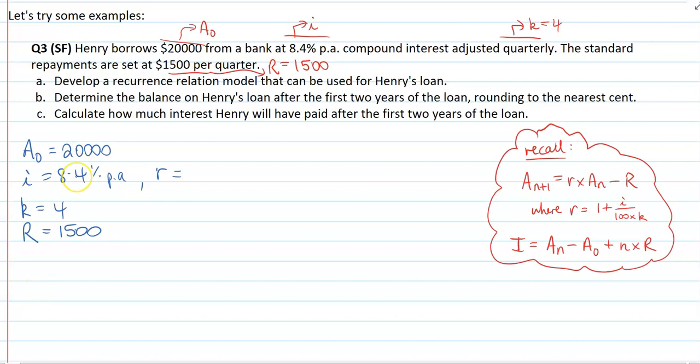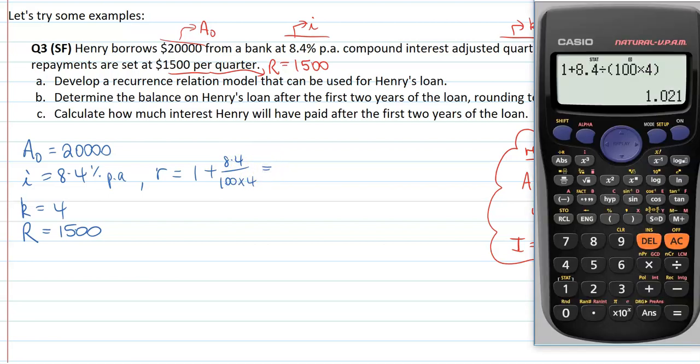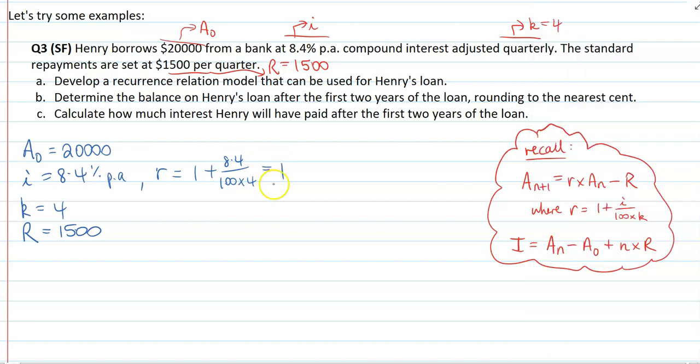After documenting that information, let's work out our rate that's being applied in terms of the interest. So I've got 1 plus 8.4 over 100 by 4, giving us a little r value, or common ratio, or rate of 1.021.